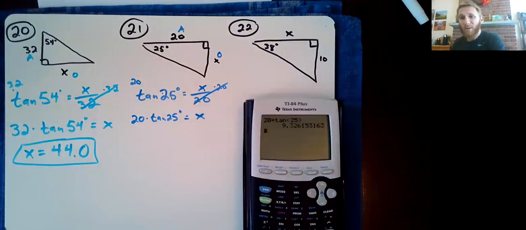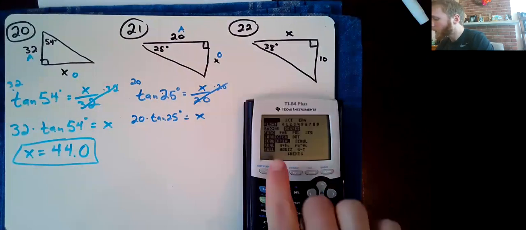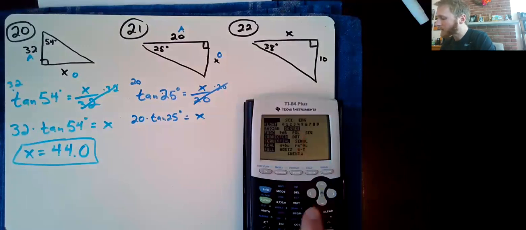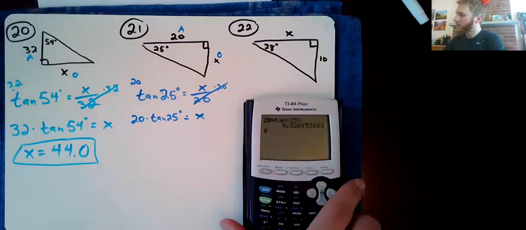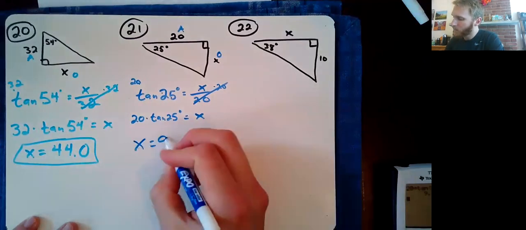And one thing, if you get worried, think it might be in the wrong mode, you can click the mode button here. Double check to make sure you are not in radians mode, but you're in degrees, because we're measuring angles in degrees. And you get your answer. Rounded to the nearest tenth is 9.3.